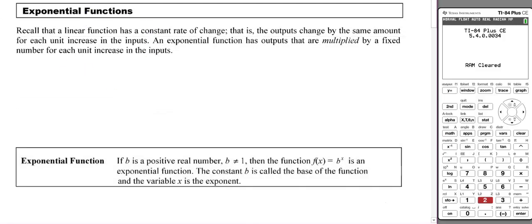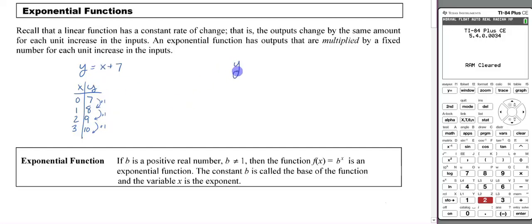Comparing these two functions, if I have y equals x plus 7, making a t-table, putting some inputs in, I have 0 plus 7 is 7, 1 plus 7 is 8, 2 plus 7 is 9, 3 plus 7 is 10. The rate that these outputs are changing by is 1. We're adding 1 every time. The rate of change being your slope.